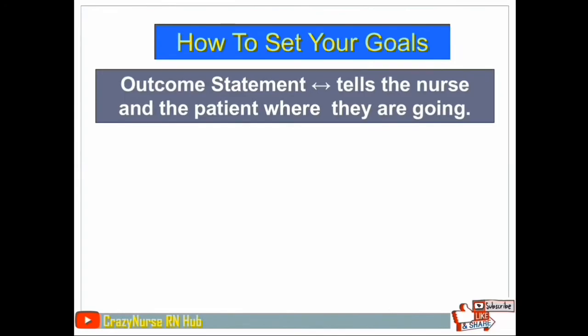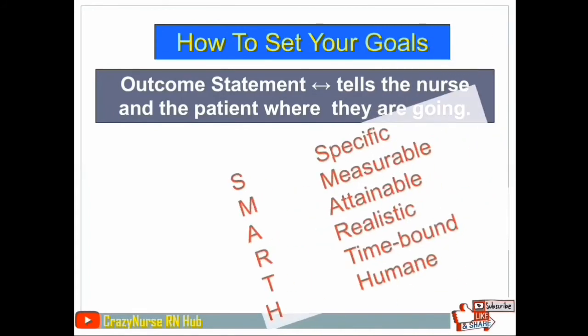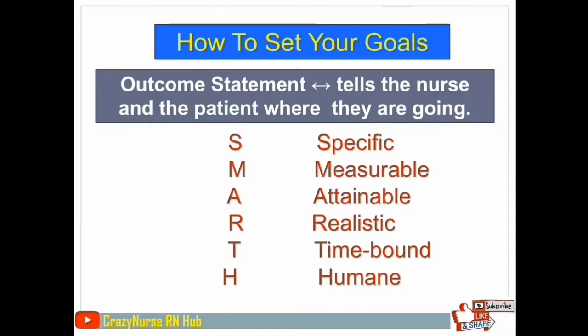So how to set your goals? An outcome statement tells the nurse and the patient where they are going. So we should apply the SMART principle in setting or making your goals. S for specific, M measurable, A attainable, R realistic, T time-bound, and H humane.